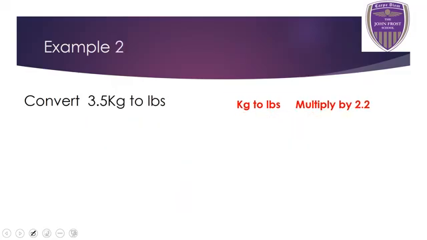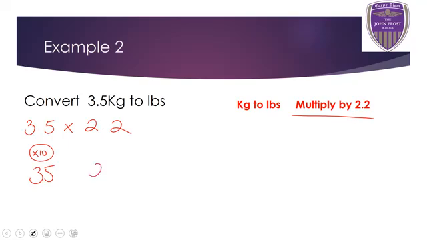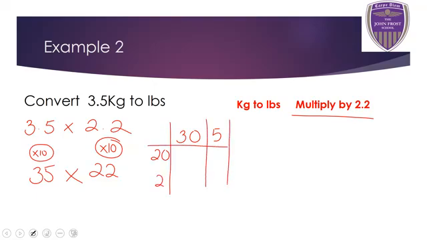Example 2, convert 3.5 kilograms to pounds. So again, I need to multiply by 2.2. So 3.5 times 2.2. I can make this into 35 by multiplying by 10. I can make this into 22 by multiplying by 10. So let's work this calculation out. Again, a box method, 35 and then 22. By partitioning the numbers, we can work it out using the grid.